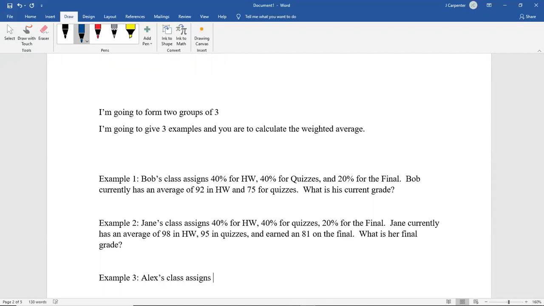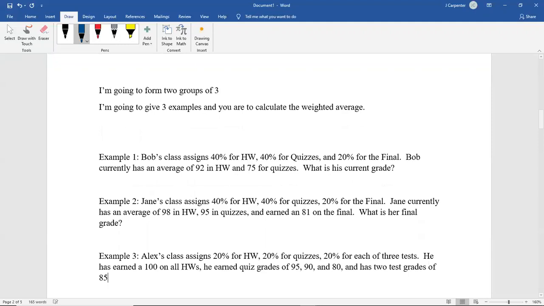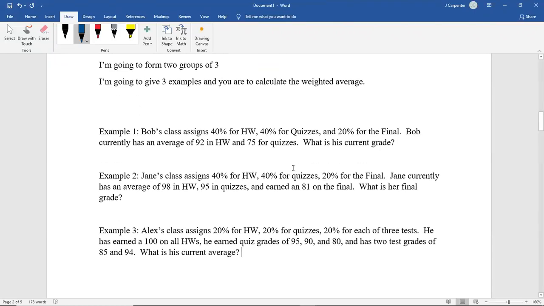Alex's class assigns 20% for homework, 20% for quizzes, 20% for each of 3 tests. So first test, second test, third test. Third test is the final. He has earned a 100 on all homeworks. He earned quiz grades of 95, 90, and 80, and has 2 test grades of 85 and 94. What is his current average? So those are our 3 examples.